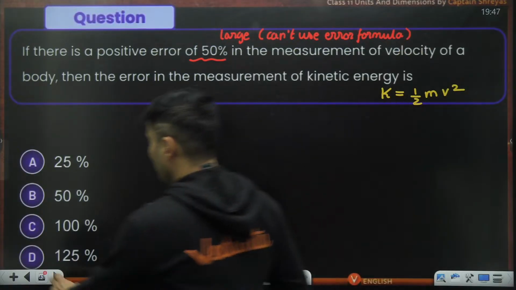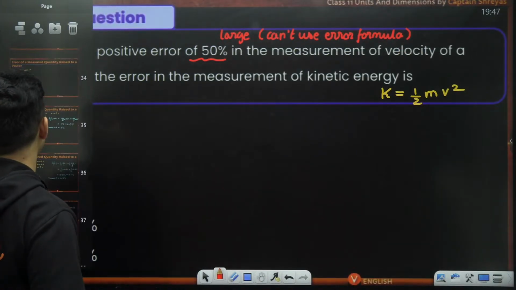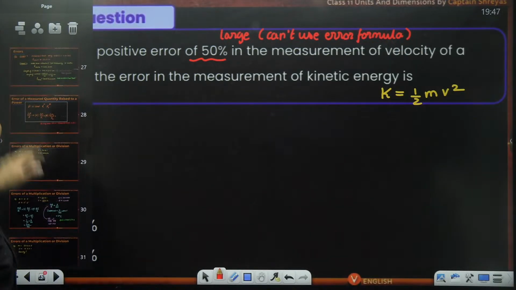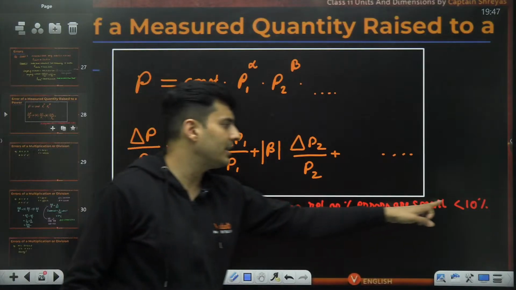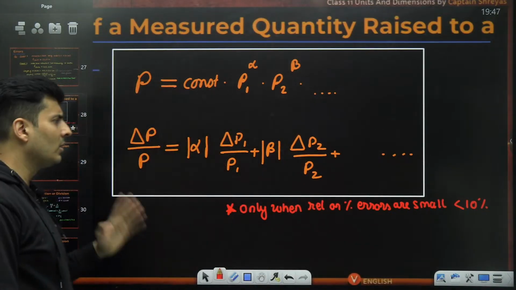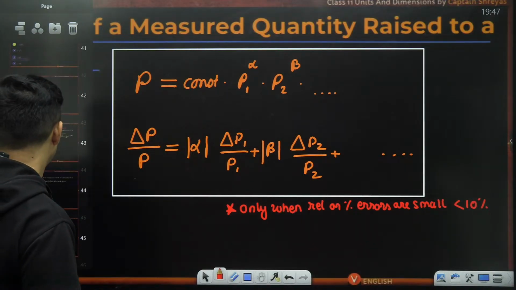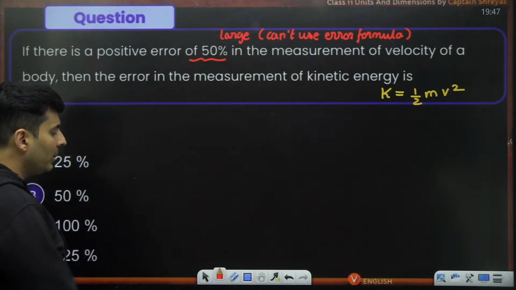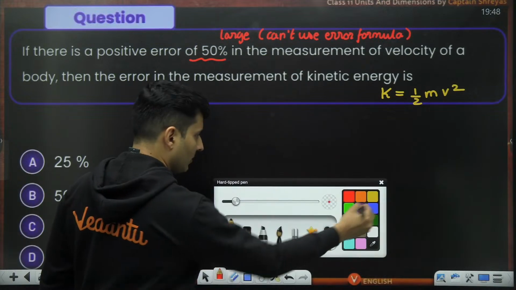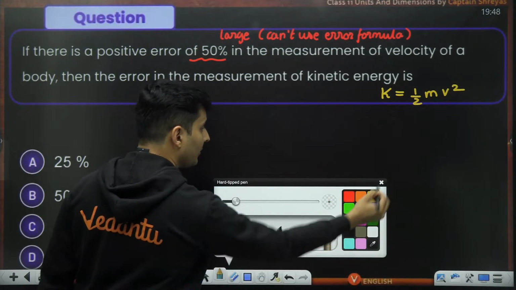Which error formula? This one, which I just told you about. This particular formula you cannot use, because only when the percentages are very small can you use it. 10% is like the higher limit. That also is inaccurate, but still it's okay. So what do we do in such a case? Observe carefully.